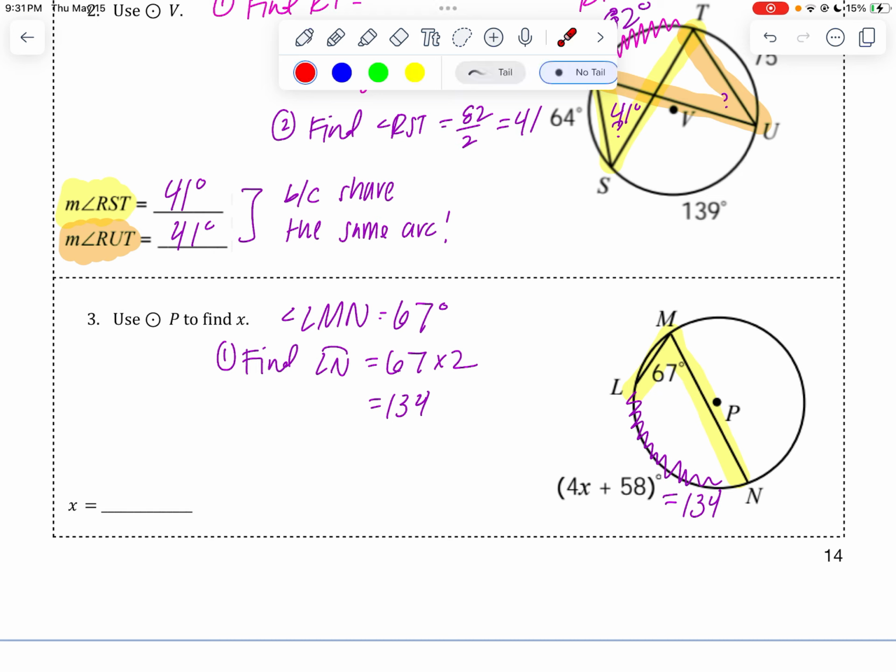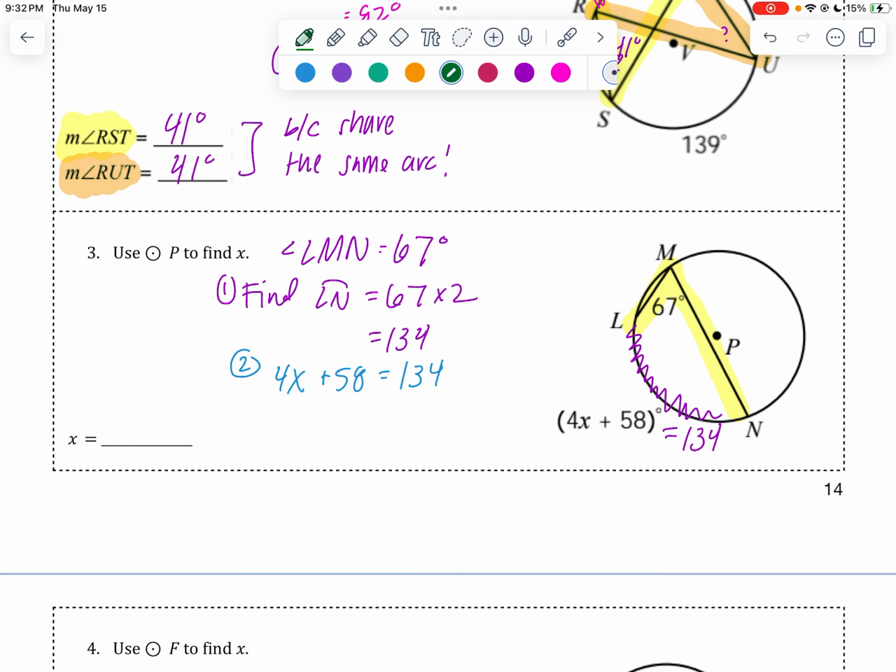But wait, right? It told us off the bat that 4x plus 58 is equal to the arc LN. But I just found out that LN is equal to 134. What? How could that be, right? We can set up an equation. We have to solve for x, right? So I know that the arc LN is equal to 4x plus the 58, but it's also equal to the 134. And then from there, I can solve for x.